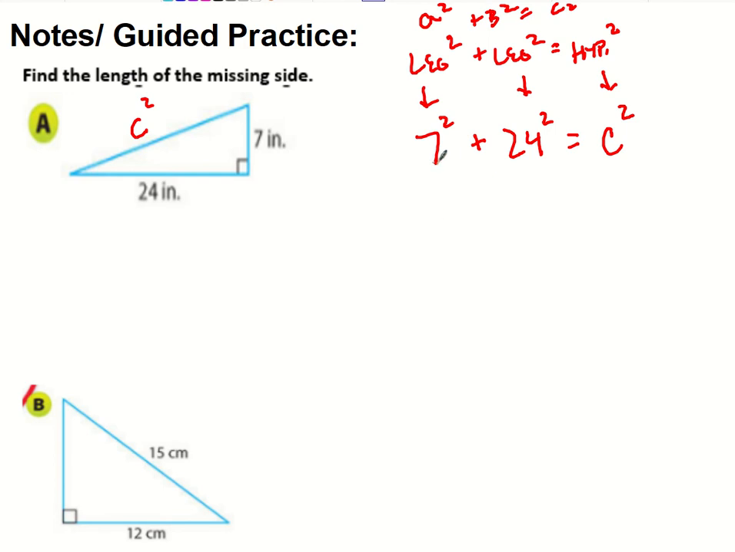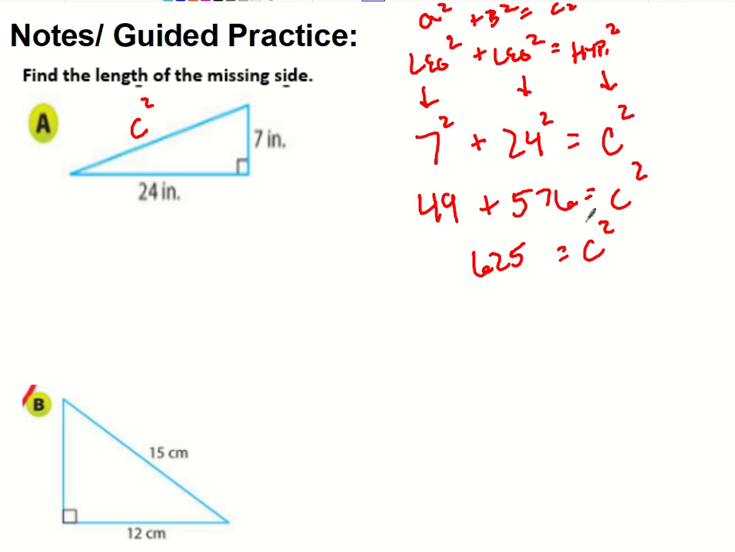So this is where calculators are nice, where I'm actually going to do my calculation. 7 squared is 49. I need to do 24 squared. So that'd be 24 times 24, which is 576. And that's still equal to c squared. Now I'm actually going to add those up. So when I add these up, I will get 625. So now I'm left with the equation of something squared equals 625.